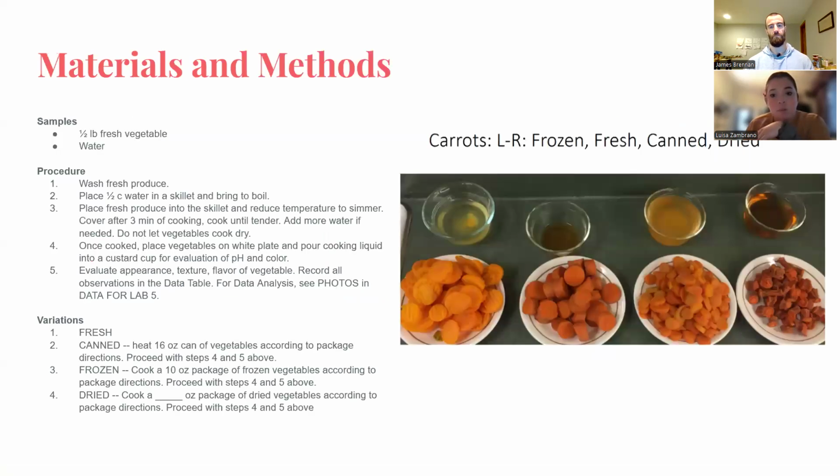So for our materials and methods, the experiment involved cooking carrots using different conditions, like James mentioned: fresh, frozen, canned, and dried. For all of the conditions, half a cup of water was boiled, and then the produce was simmered until it was tender. For the frozen, the canned, and the dried carrots, the same procedure was made, and the instructor said to evaluate the appearance, the textures, the flavor, which we couldn't do obviously, and the pH of the cooking liquid, which was data that was already collected for us.